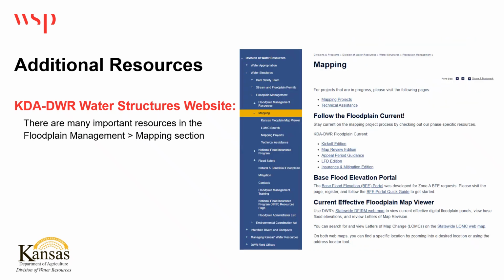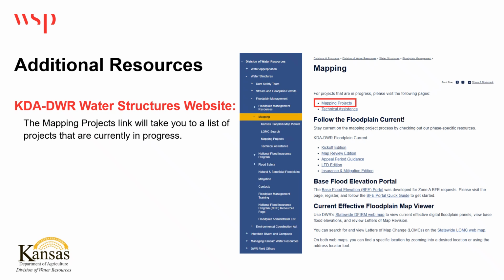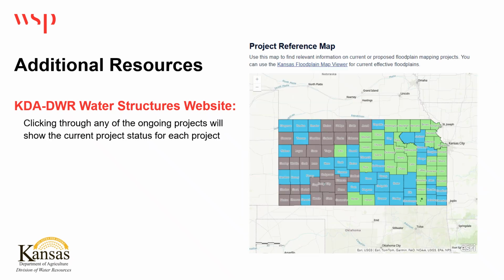There are also many important resources in the floodplain management mapping section of the website. The mapping projects link will take you to a list of projects that are currently in progress across the state. Clicking through will take you to a map that shows all the active projects across the state. If you scroll down, there will be links to each of these projects, and clicking through those links will provide more information about where each of those projects is in the process.